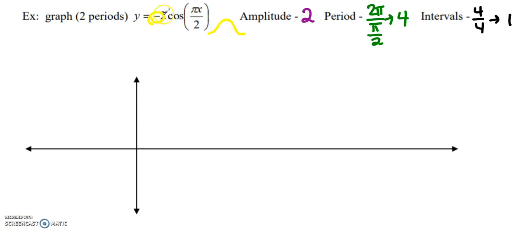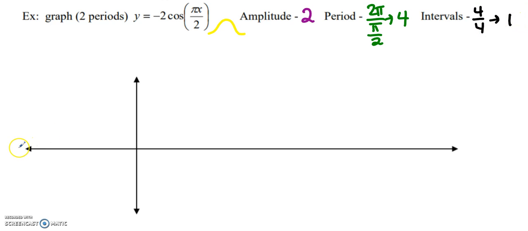All right, our general shape is going to be the flip of cosine. So instead of starting up high, low value, back up high, we're going to start low value, high value, back down low. Our amplitude then is the absolute value of A, which is really just 2. Period is 2 pi over 2, which turns into 4. And our intervals is just going to be our period divided by 4.